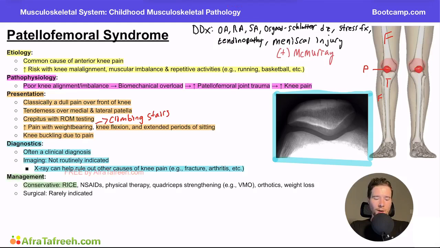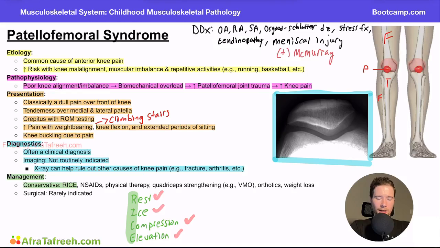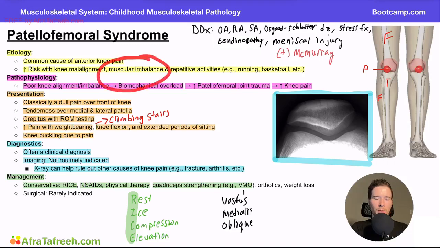This includes things like RICE, which is a very common memory aid that stands for rest, ice, compression, and elevation. Patients might also benefit from NSAIDs or anti-inflammatories, physical therapy, and if the patient has a muscular imbalance, we talked about being a risk factor, one of the classic reasons for this is that there's an imbalance with quadricep muscles. So focusing on quadricep strengthening, particularly the VMO, to help improve the muscular imbalance and potentially the knee malalignment.